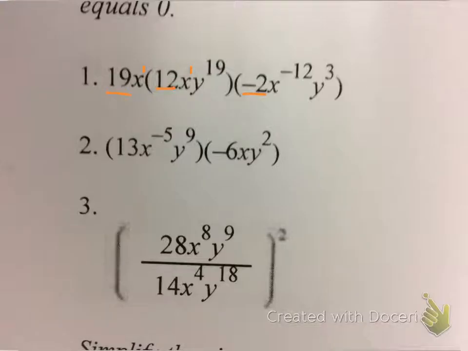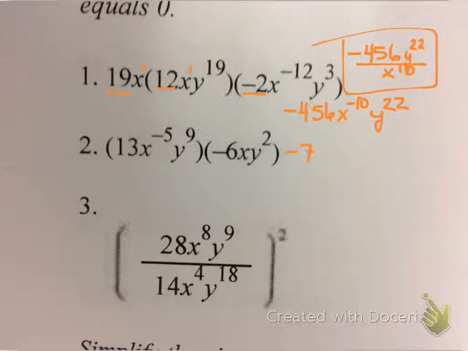So for these first problems, the base numbers, the coefficients, the numbers in the front, you've got to multiply them. So 19 times 12 times negative 2 gives me negative 456. But the variables with the exponents, x^1 and x^-12, you would have to add. That would give you x^-10. And then the 19 and 3 you would add for the y's to get 22. Then you would rewrite that, and keep in mind that the negative exponents should be moved to the bottom so they become positive. And so you would get a final answer of negative 456 y squared over x^10.